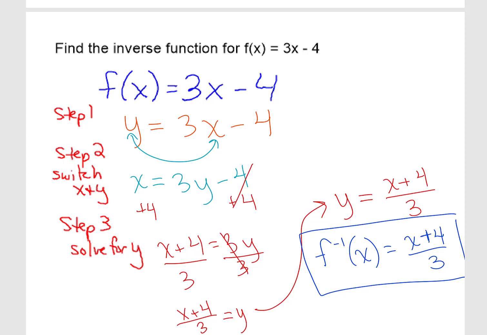Okay, and we can graph these. So if I was to graph 3x minus 4, and then in the second slot put x plus 4 over 3, you would see that graph that shows that nice reflection over that diagonal line.